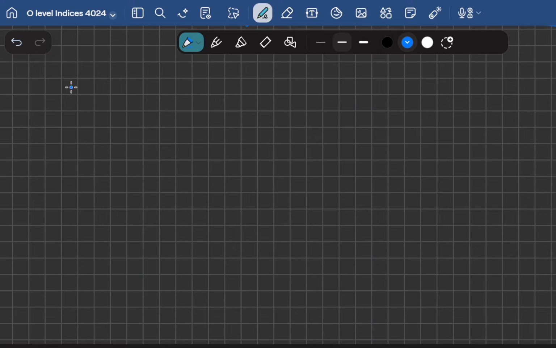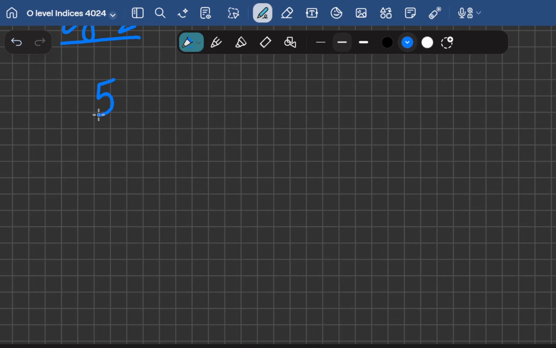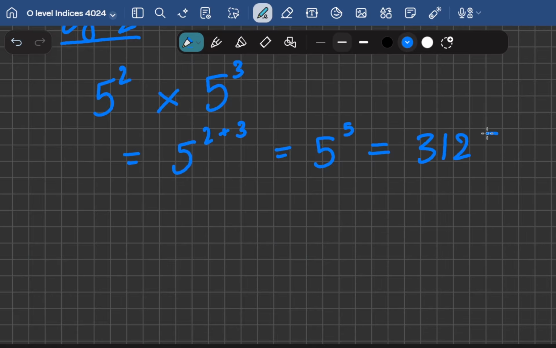Let's try another example. 5 squared multiplied by 5 to the power 3. Now solve this. Both the bases are the same and the powers are different, so the powers will be added. 5 to the power 2 plus 3, which equals 5 to the power 5, since 2 plus 3 equals 5. Therefore 5 squared multiplied by 5 cubed equals 5 to the power 5, and 5 to the power 5 equals 3125. So this will be our final answer.